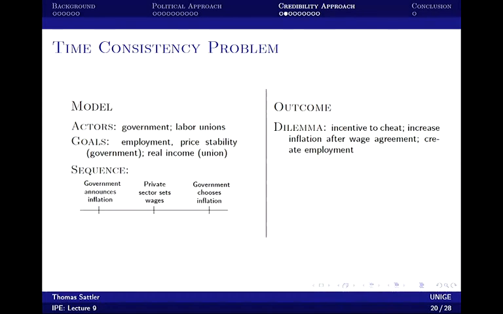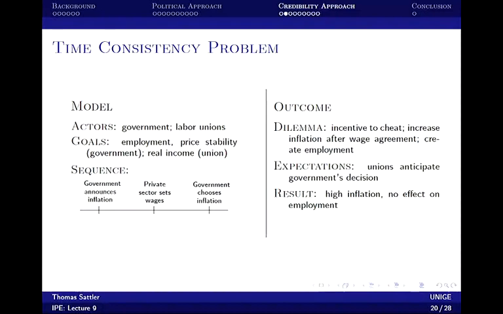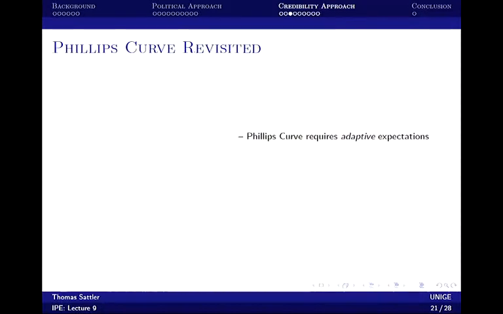Now the problem is the union is not stupid. The union anticipates this, right? So what would you do? You're the union. You know that the government wants to cheat you. What would you do? You ask for more. You want a higher wage. So now you demand a wage that's higher, which means this goes back and forth until we have an equilibrium where the union demands a high wage, the government chooses a high inflation rate, and there's no effect on employment, right? So we have high inflation and no effect on unemployment, right? So the Phillips curve is relying a bit on stupidity on the side of the labor union. The labor union is not able to look forward, but is only looking backwards.